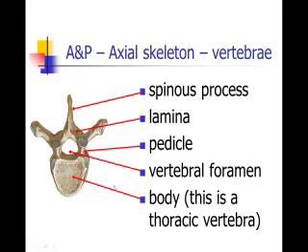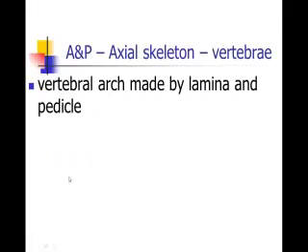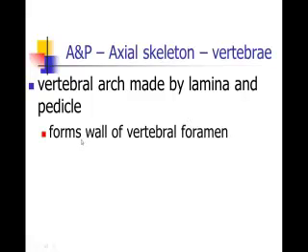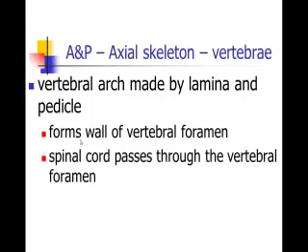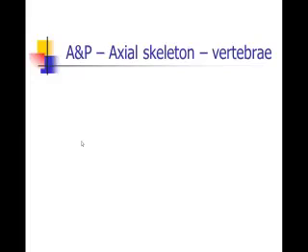Okay, and as I mentioned, this is a thoracic vertebra. And I can tell that immediately because of the articulations for the ribs, which we haven't labeled yet, but we will be. Okay. So the vertebral arch is made by the lamina and the pedicle all put together. And it's going to form the wall. There's one wall on each side of the vertebral foramen. And that spinal cord passes through there.